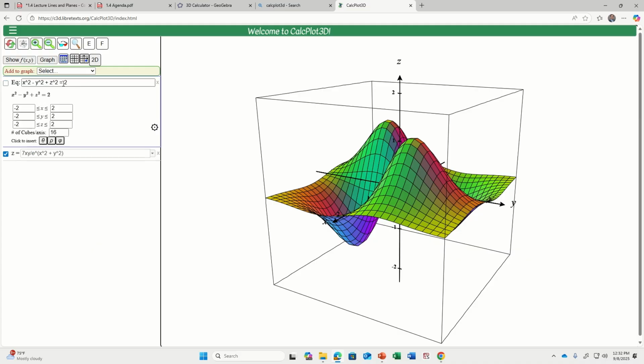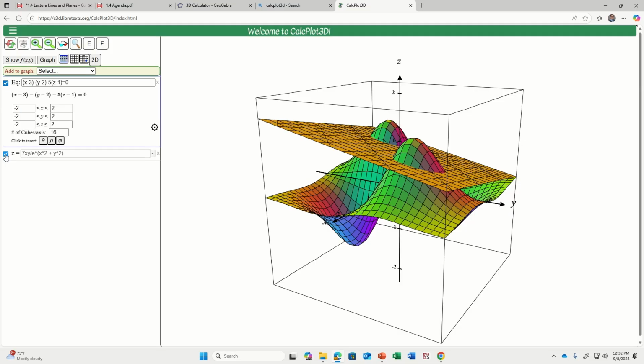Maybe an implicit surface? Yeah, that's what I want. Okay, so my equation here would be x minus 3 minus 1 times y minus 2 minus 5 times z minus 1 equals 0. Let's see if that works. It does.